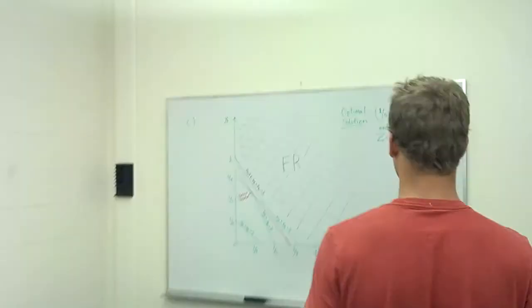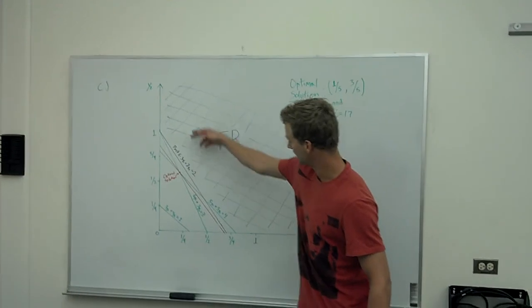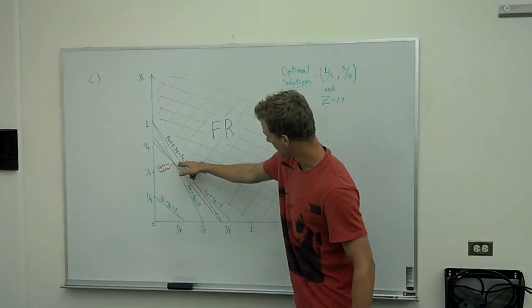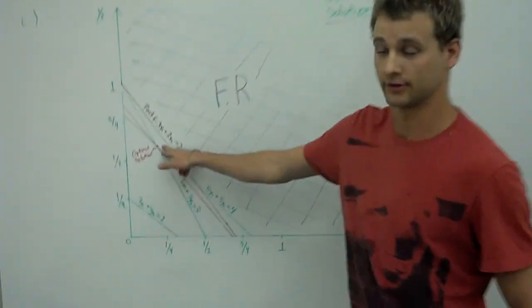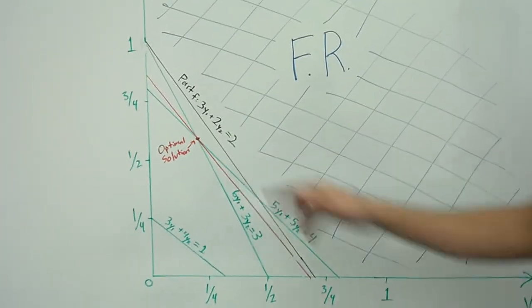Now we can put that on our graphical method from earlier, which is this black line right here, part F, and we see that the old optimal solution is less than this new constraint, which means it is not acceptable and will not work.